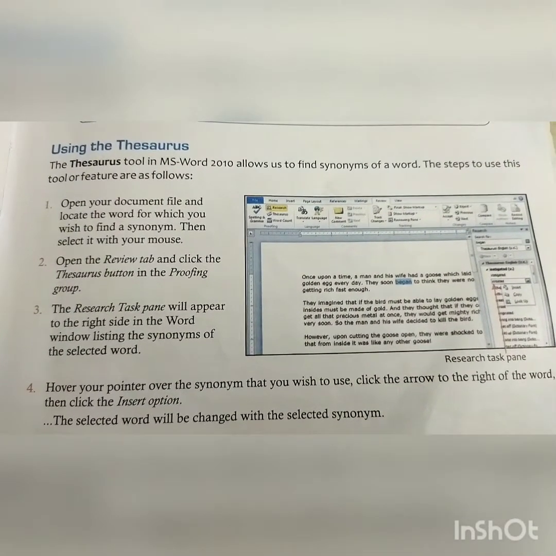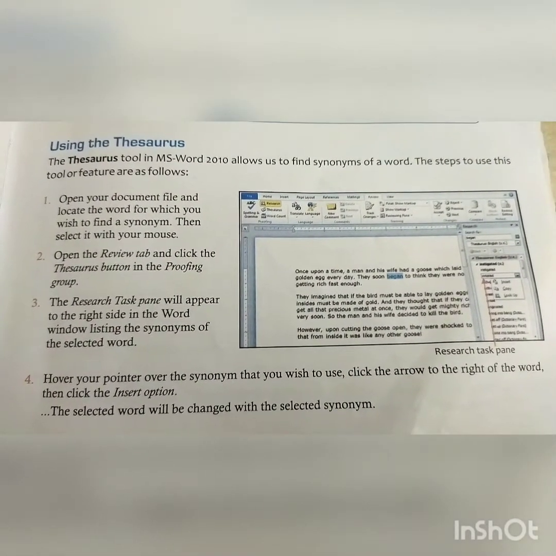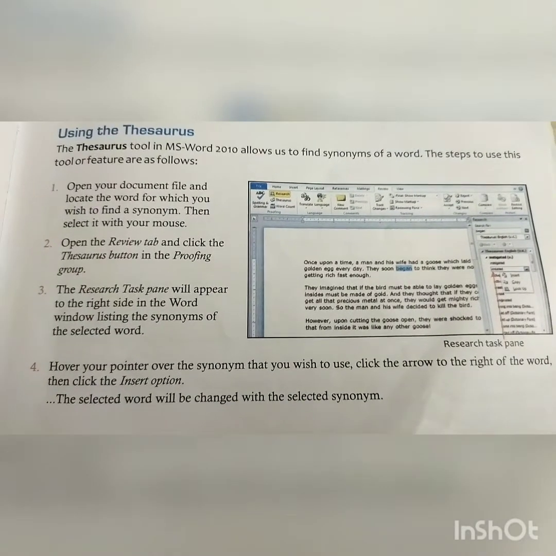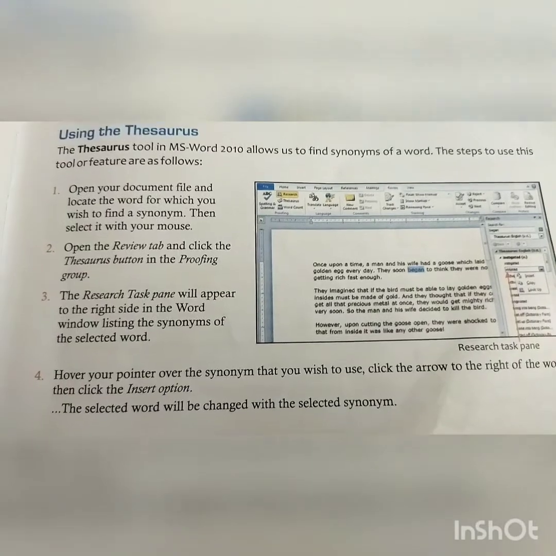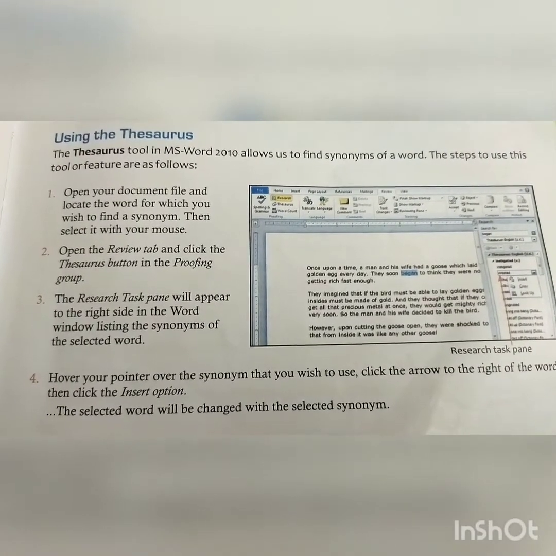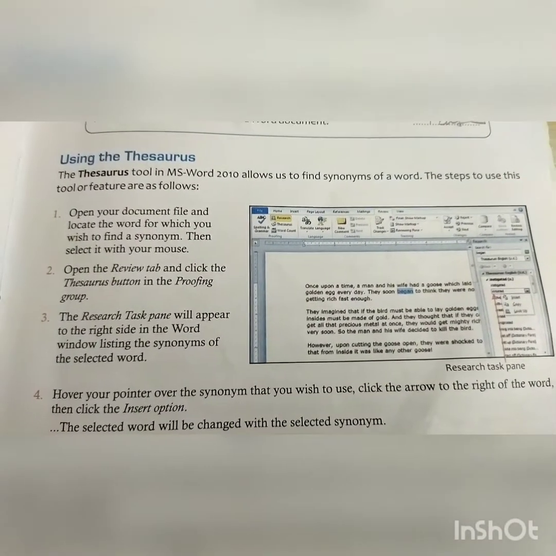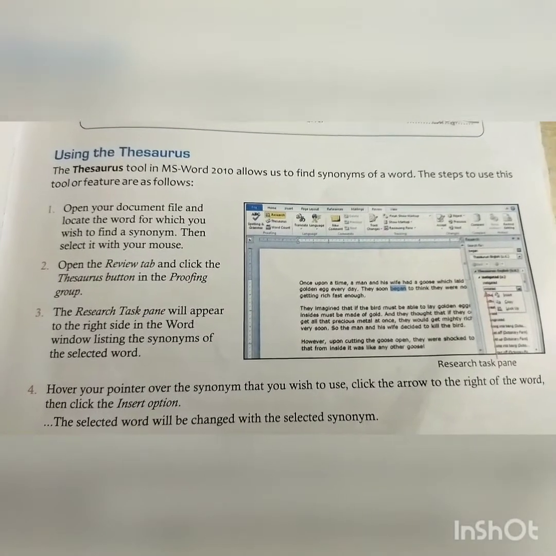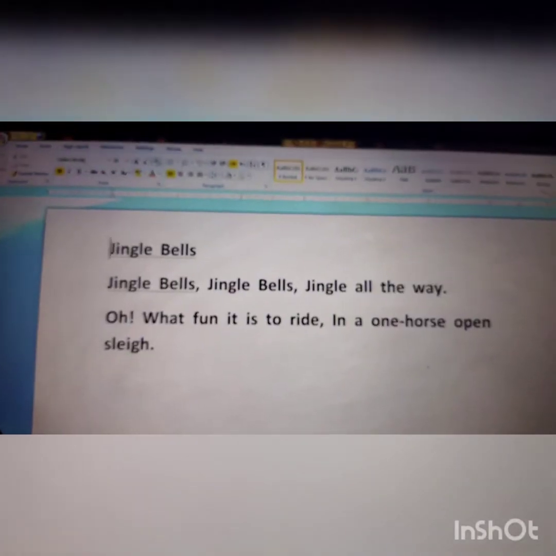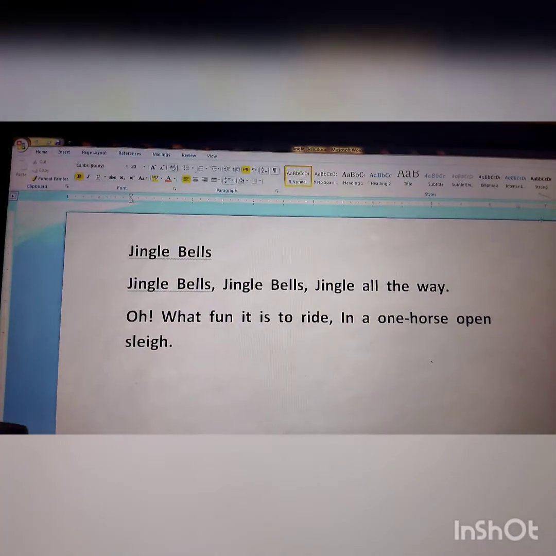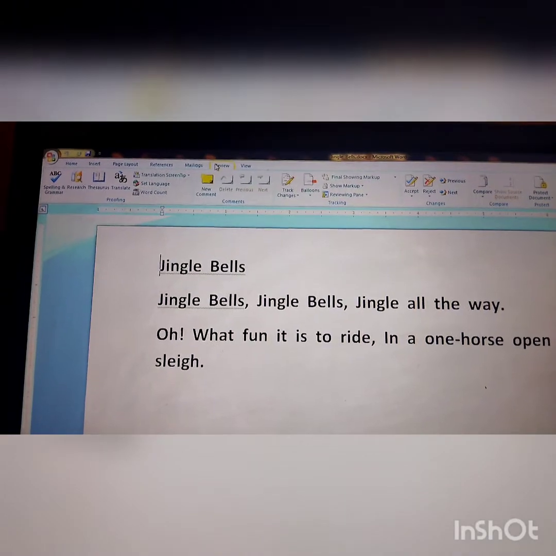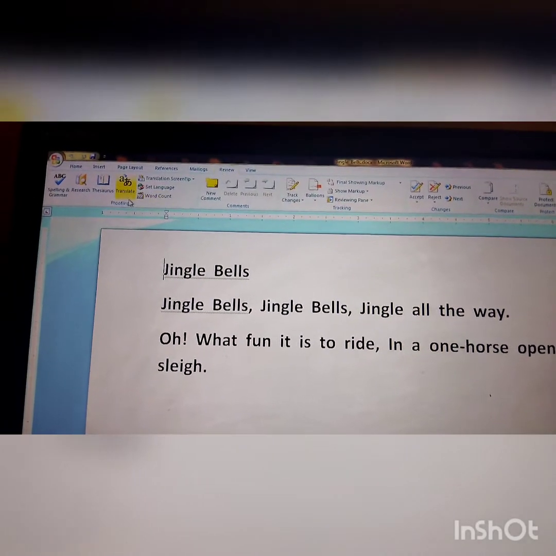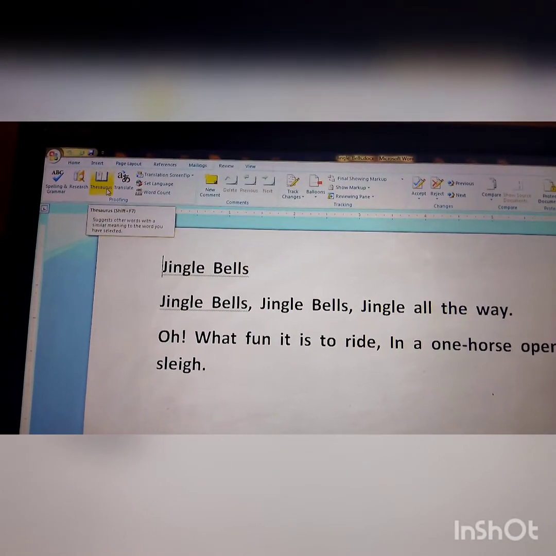Hover your pointer over the synonym that you wish to use. Click the arrow to the right of the word, then click the Insert option. After that, the selected word will change to the selected synonym. So this is the thesaurus feature in MS Word. Students, open your MS Word and go to the Review tab. In this Review tab you can see the Thesaurus feature.